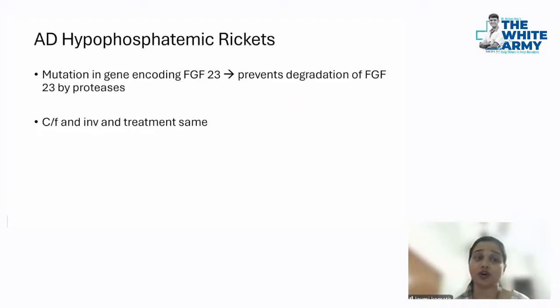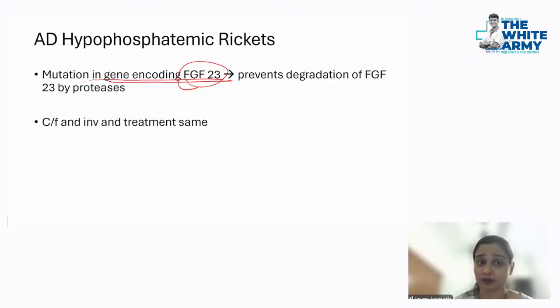Okay, next is your autosomal dominant hypophosphatemic rickets. So what should you remember? Just two things you remember here. Here the problem is in the gene encoding FGF23. We also know the function of this. So it will present the same as X-linked hypophosphatemic rickets because the end product is the same. There is an increase in FGF23. So clinical features, investigations, treatment, all of it will be the same.